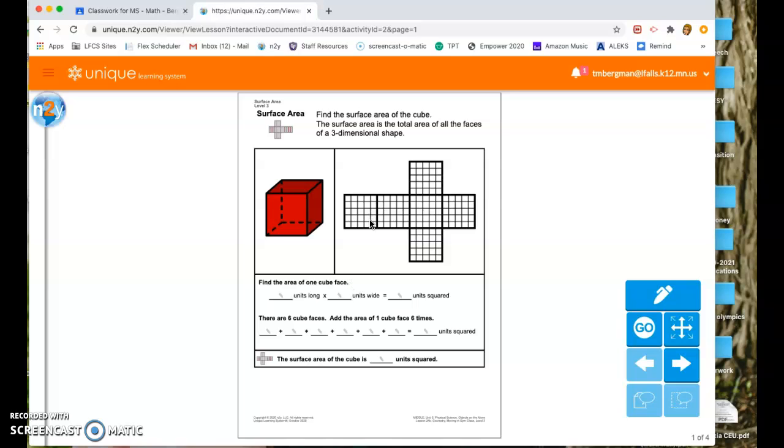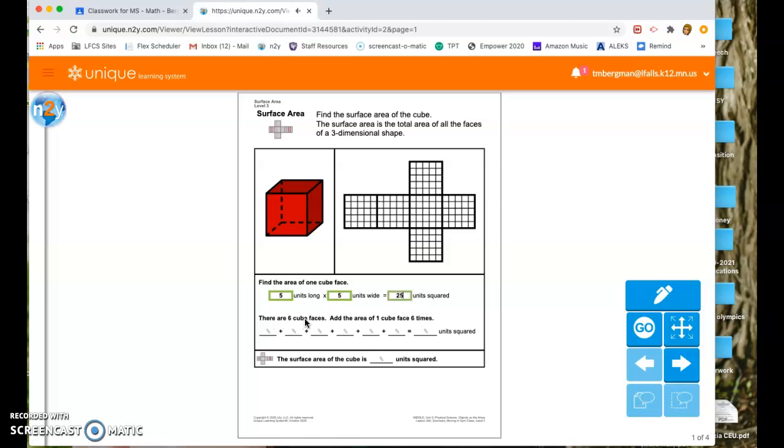Remember, it's length times width, right? How long and how wide. So it says how many units long is one cube. We can go like this, 1, 2, 3, 4, 5. So it's 5. And how many units wide? Well, it's a square, so I hope this is the same. 1, 2, 3, 4, 5. So 5 times 5 is 25 units squared.